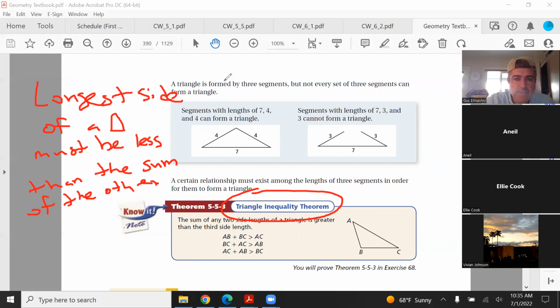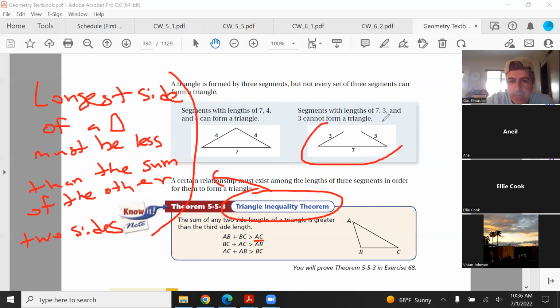This is very important. This is a topic a lot of people don't remember really well because it doesn't get reinforced all that much in later classes or later geometry topics. The longest side of a triangle must be less than the sum of the other two sides. For example, AC looks like the longest side. Notice that AC is less than AB plus BC. Likewise for the other sides, because no side could be more than the sum of the other two sides.